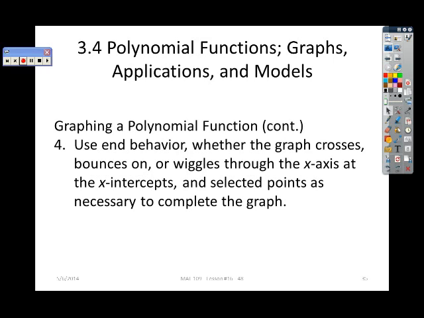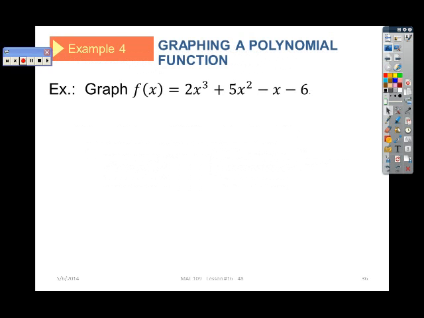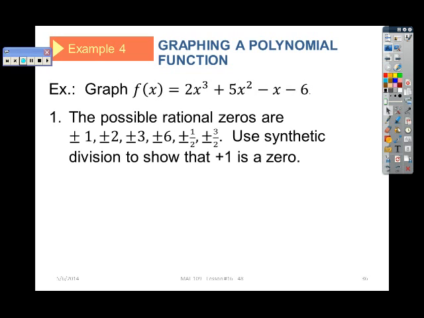Number line type of larger. So whichever one's further right, whatever it's doing when it crosses that, keep going. So here's an example. Cubic function. Have no idea what it looks like. But if we start graphing, if we want to find the zeros, the possible rational zeros are those.